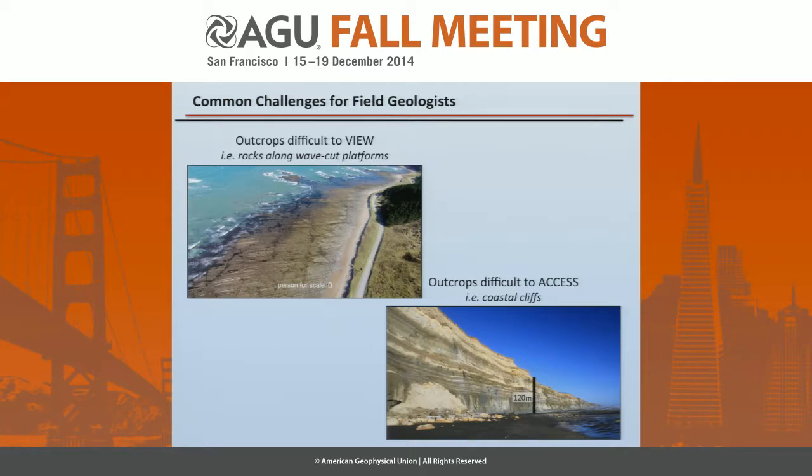So this methodology was largely motivated by a challenge that all field geologists face, and that is, in a general sense, the inaccessibility of rock outcrops. There are many outcrops that are difficult to view. For instance, this photo showing a really extensive wave-cut platform off the coast of New Zealand that is exposed at low tide, but difficult to view because of its low, relatively flat-lying topography. So it can only really be viewed from above or from the air.